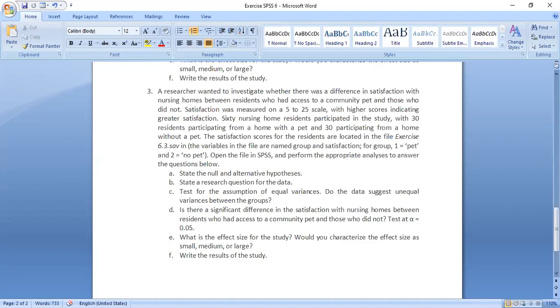Now coming to part B, the research question for the data. Is there a difference in the satisfaction level of residents having a pet or not having a pet? That's the question. Now, to answer the questions with parts C, D, E, and F, we need to move to the SPSS file, and I'm moving straight to the SPSS file for you all.